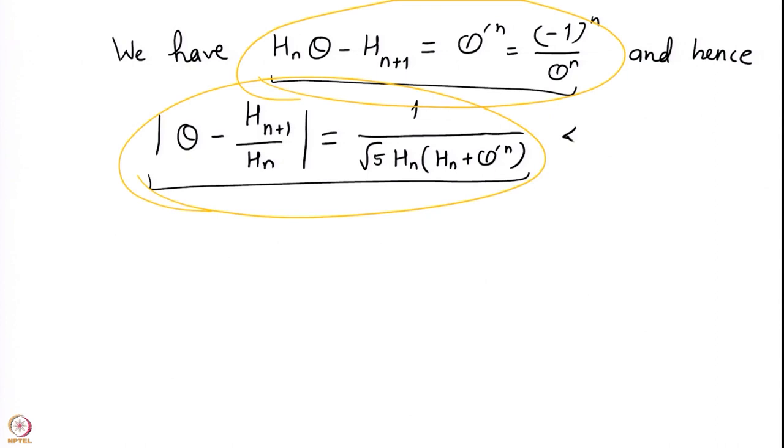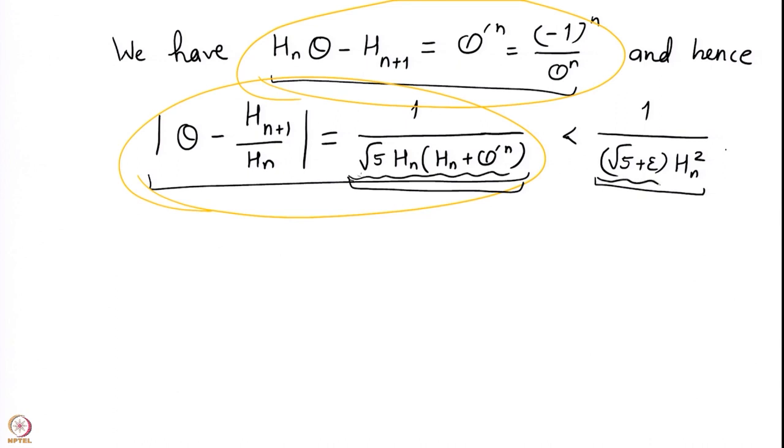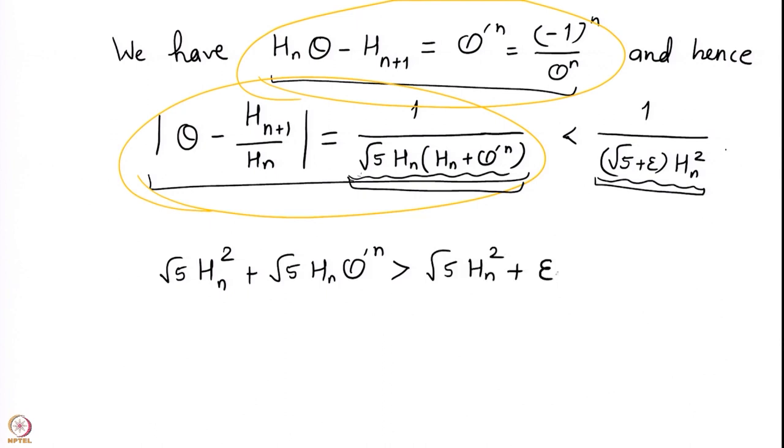Further, if we assume that this is less than root 5 plus epsilon h n square, then we get that this quantity has to be bigger than this. If 1 upon some number is less than 1 upon another number, then this number has to be bigger. So, we get root 5 h n square plus root 5 h n theta prime power n is bigger than root 5 h n square plus epsilon h n square. So, these root 5 h n square are cancelled. We are able to cancel 1 h n. These are all non-zero numbers, so we can cancel them.